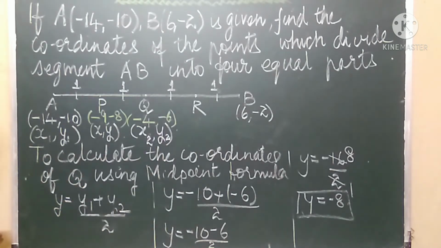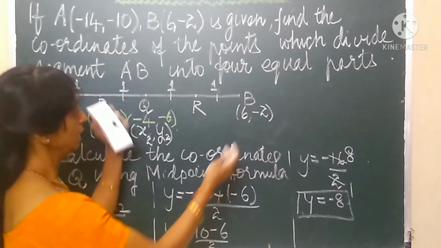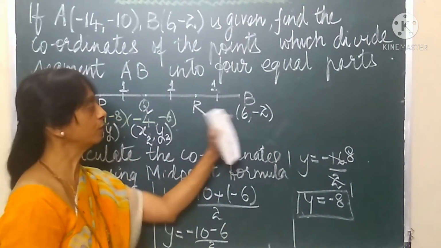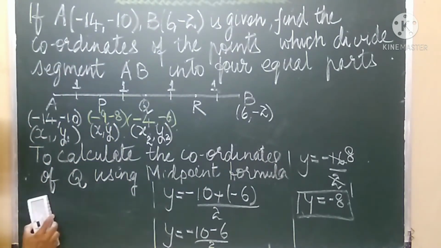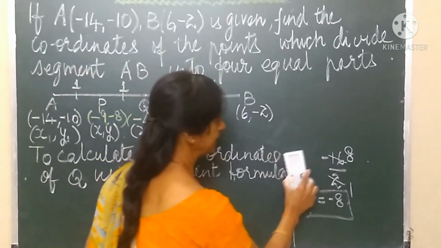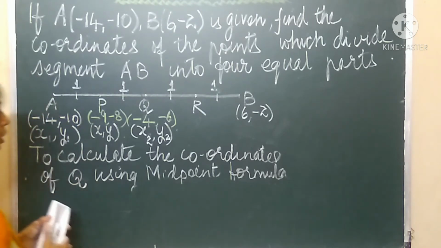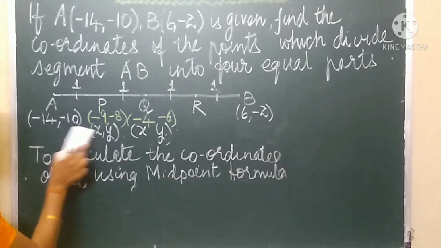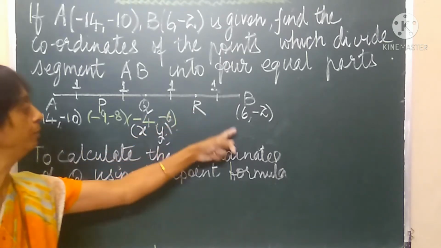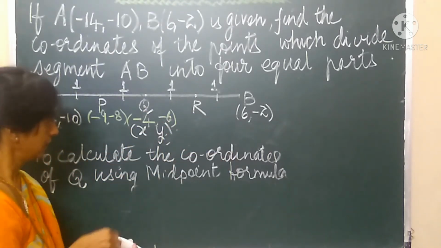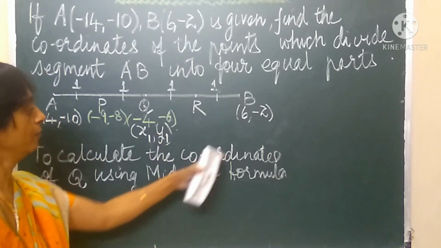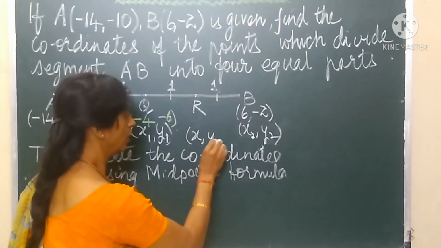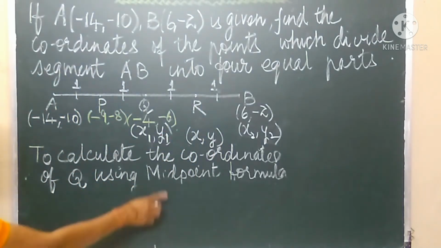So over here, we can use the midpoint formula again. Why? Which subsegment will you consider? You'll just consider QB because the ratio is 1 is to 1. So instead of going M is to N, it is the equal ratio. So you can definitely go in for the midpoint formula to get the value of x and y. But let's, depending upon the subsegment QB, let's change. We are considering only the segment QB. So for Q, let's assign the coordinates as x1, y1. For B, x2, y2.